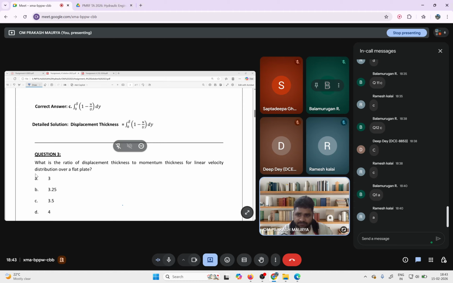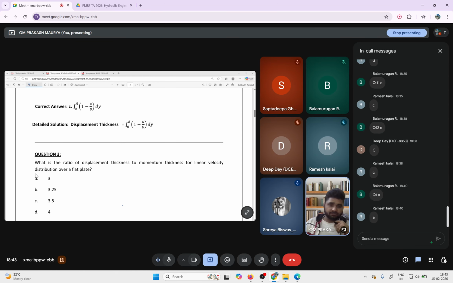I need answers from all sides for question number 3. Just try to write your answer in the chat box. What is the ratio of displacement thickness to the momentum thickness for linear velocity distribution over the flat plate? Okay, Bala is telling A option, 3, fine. Deep is also telling 3. 3 means you are telling option A. Shreya is telling A option. Okay, all of you are telling the A option.